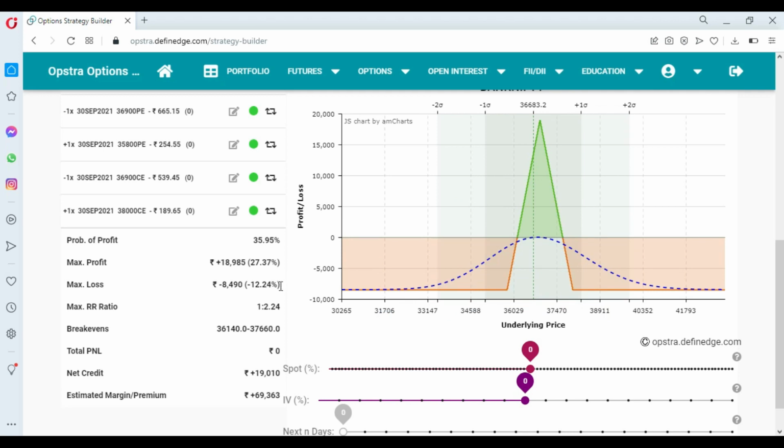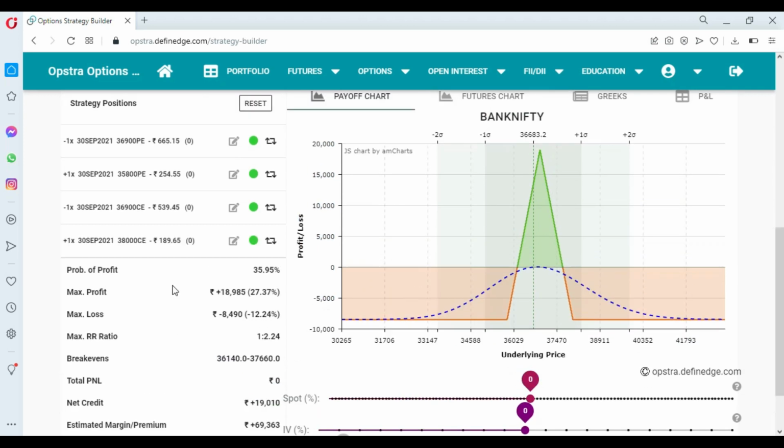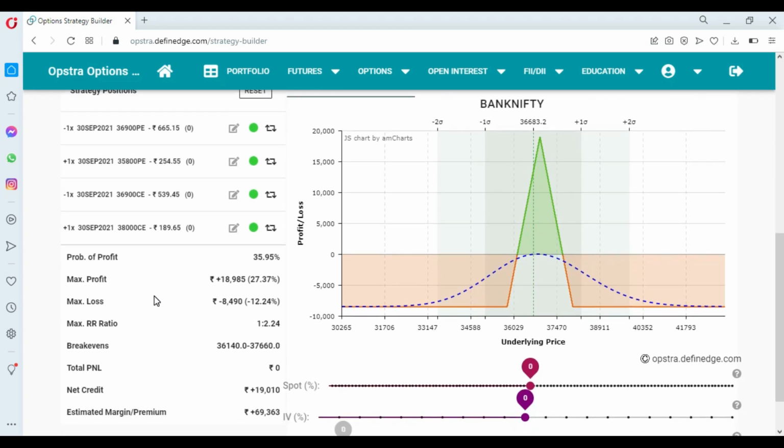And as I mentioned, the risk reward ratio: you can see the maximum you can lose is 12% of your capital, and the maximum you can gain is 27%, which is more than double your risk. So this is the risk reward ratio, and then comes the margin. You can see margin is around 69,000. This is for selling one lot of Bank Nifty put and call and buying one lot of Bank Nifty put and call option. So this is how it works.